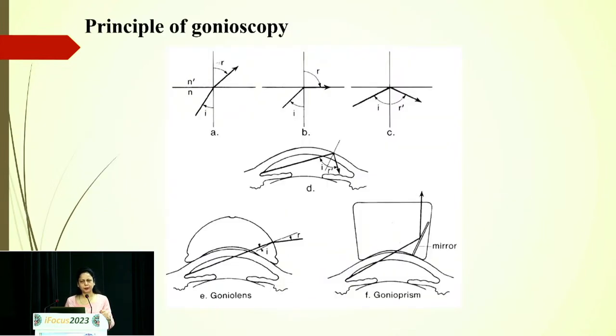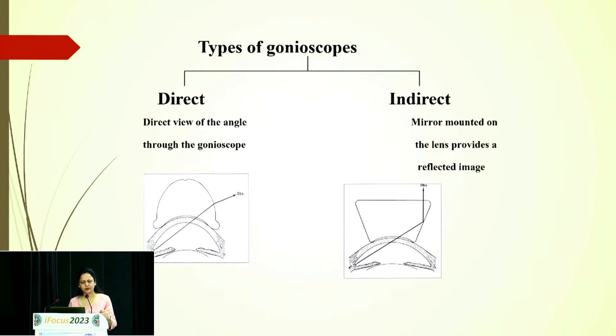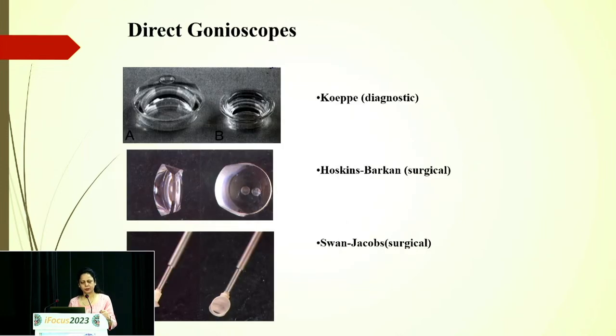Now talking about the principle, it's a theoretical thing. Basically, when the rays come out of the eye, they undergo the phenomenon of total internal reflection, and by using the lenses and the prism, it gives you a reflected or a refracted image. So these are the direct gonioscopes.